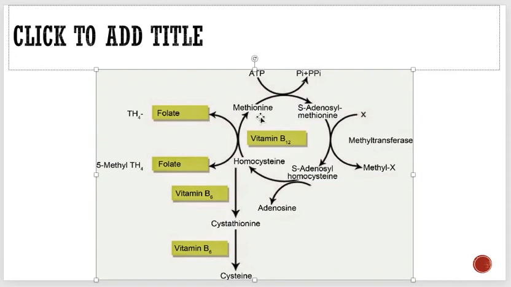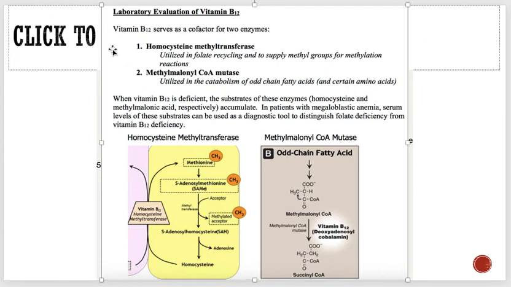Now, why am I showing you this? One more thing vitamin B12 is doing can be seen here. Vitamin B12 serves as a cofactor for two enzymes, homocysteine methyltransferase and methylmalonyl-CoA mutase. This is the enzyme you can see over here, which is changing methylmalonyl-CoA to succinyl-CoA.